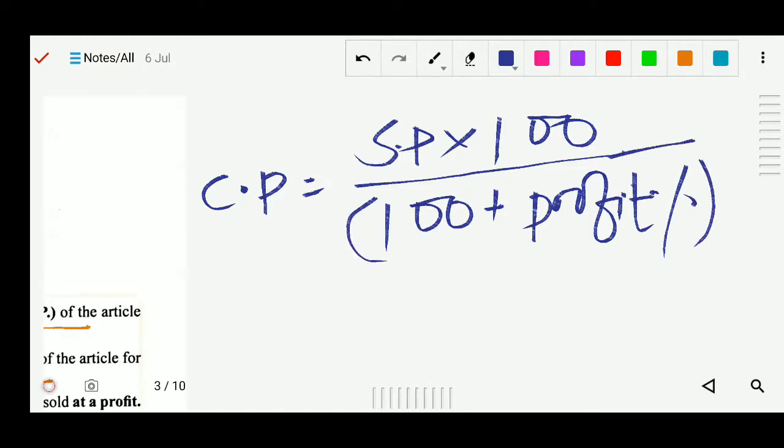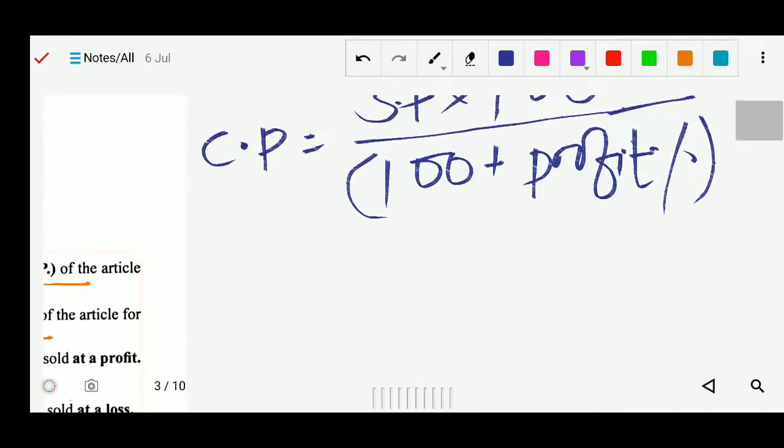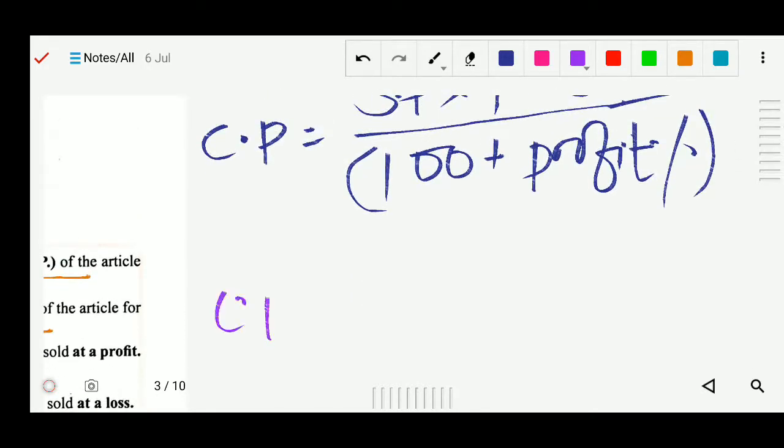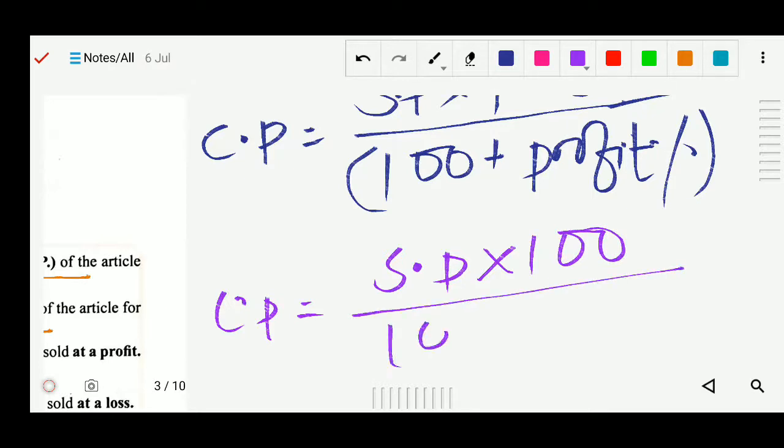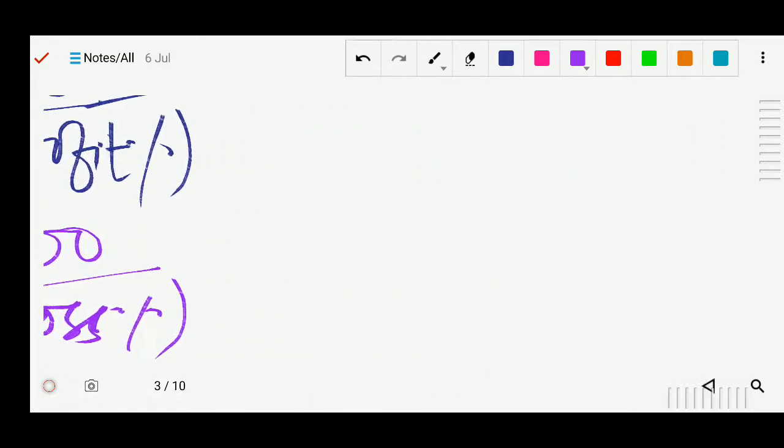Here is one more formula, which is cost price. If there is a loss, I will write selling price into 100, divided by 100 minus loss percentage. Okay, 100 minus loss percentage. Okay, the next formula is also there, that you should also know. This formula is for the cost price.